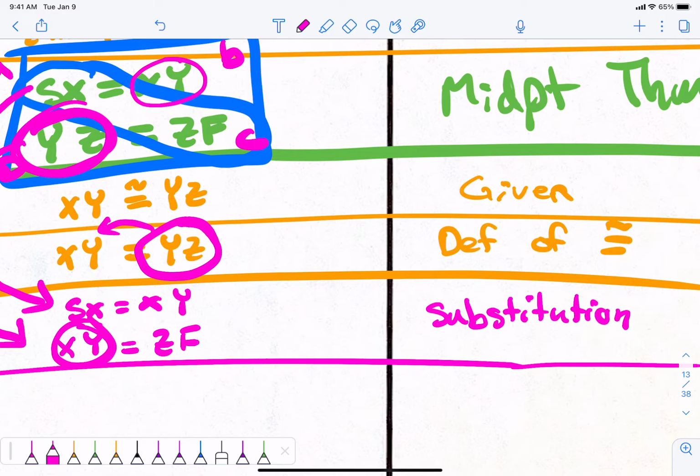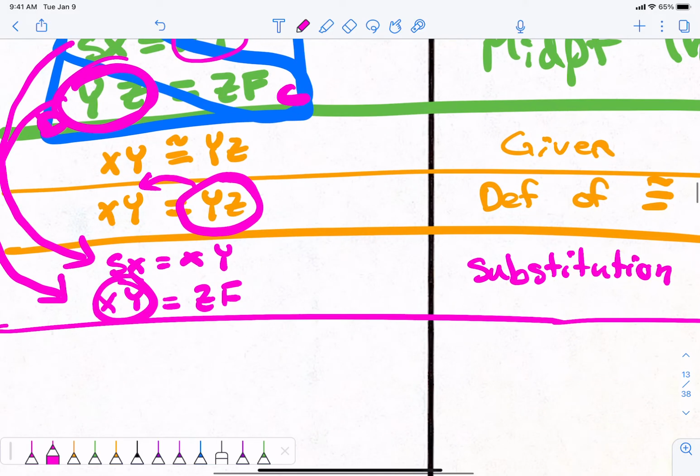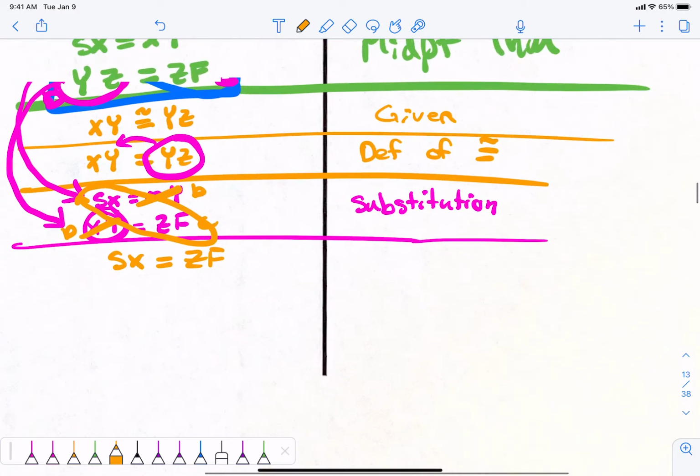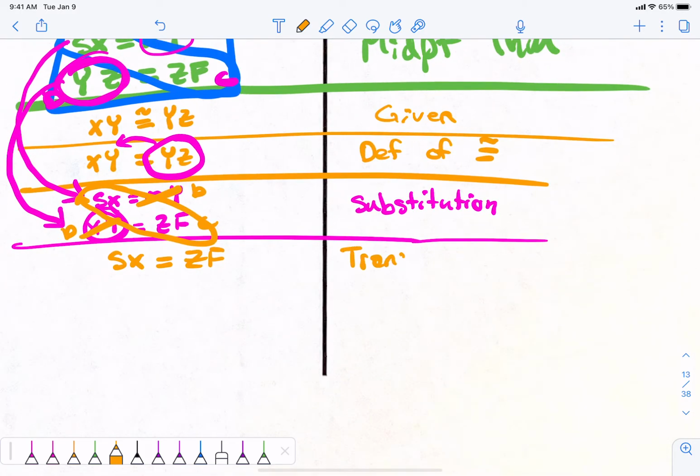Okay, substitution. Now we do have A, B, and B, C. We have our X's, XY and XY. So we are allowed to say that SX is equal to ZF, and that is because of the what again? Transitive property.